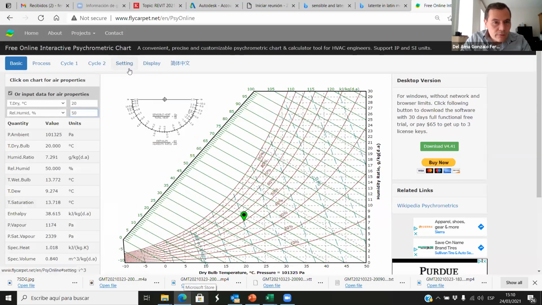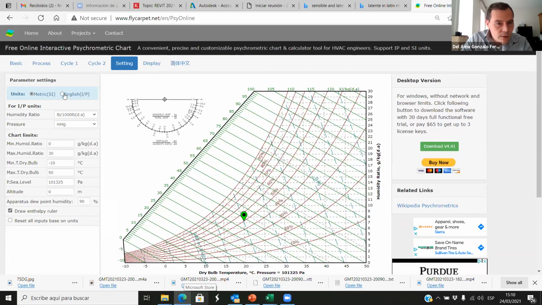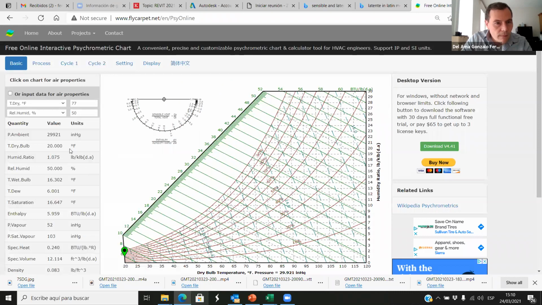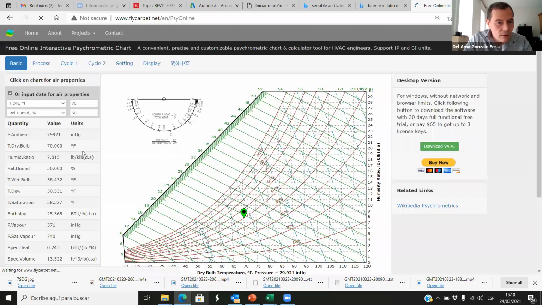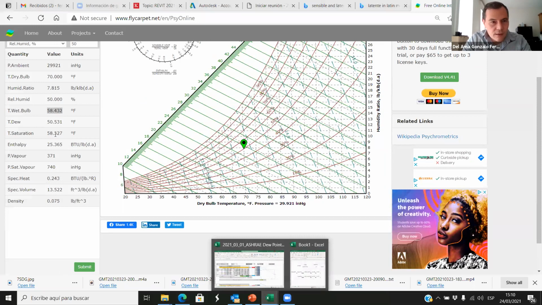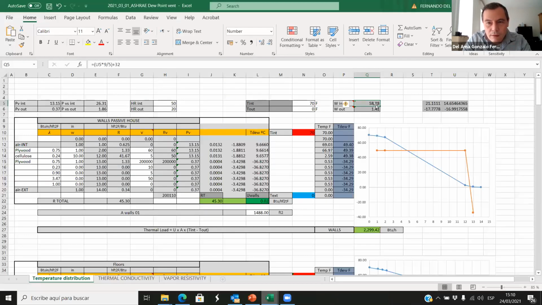What about this chart? Well, first we have to adjust the settings to Imperial Units and reset. Submit. Okay, so if I'm working with 70 Fahrenheit and 50% relative humidity, I submit. The wet bulb temperature is 58. Great. It's 58.4 and here 58.38. We're almost there. Okay. What about the outdoor temperature?